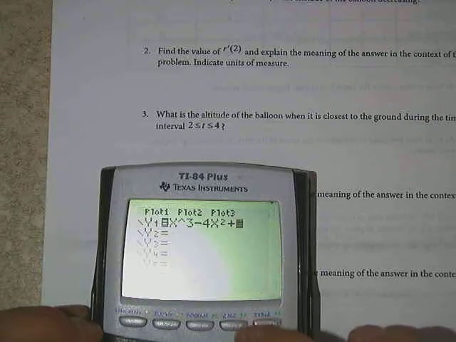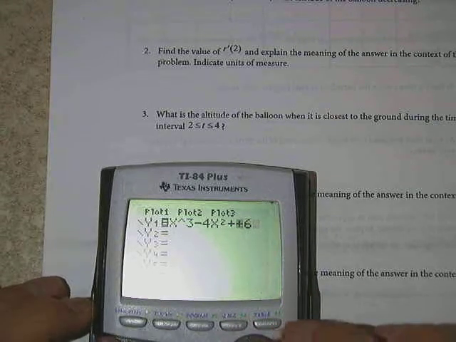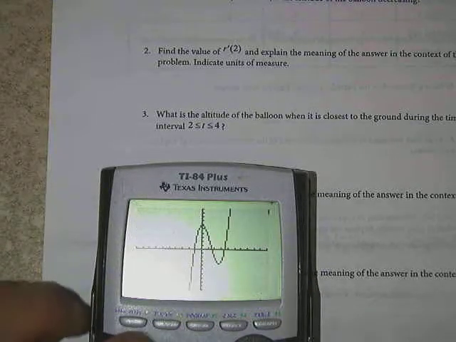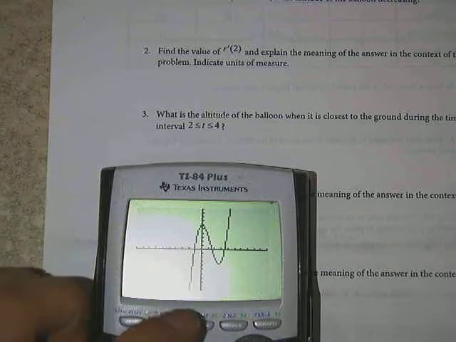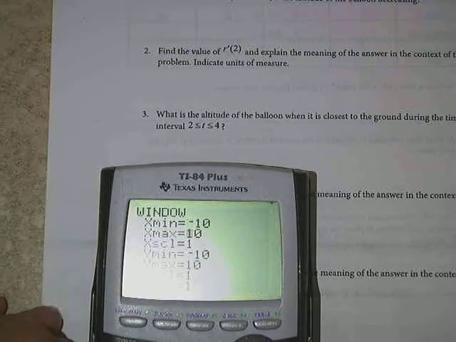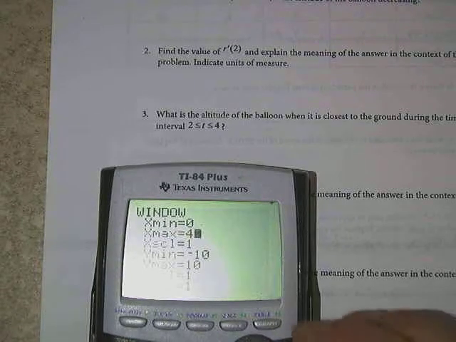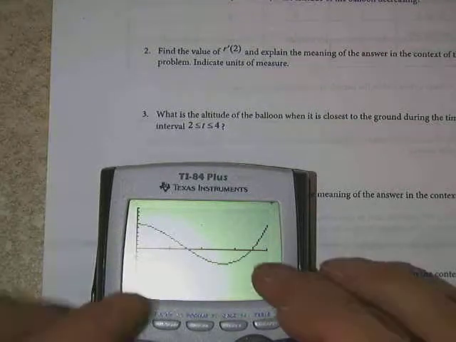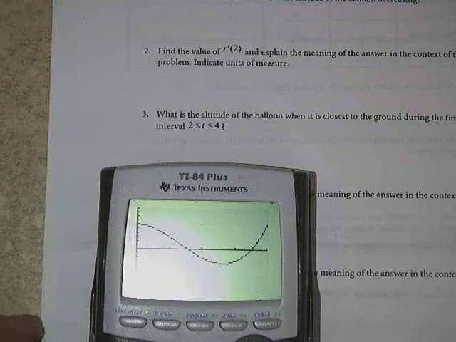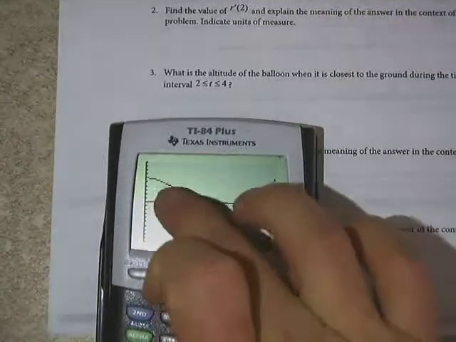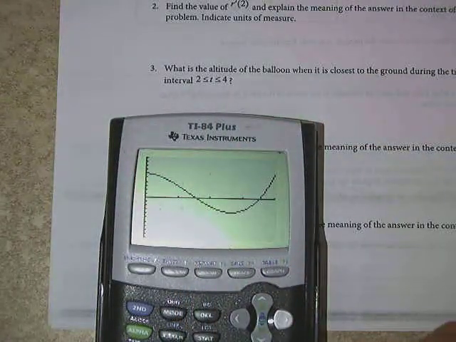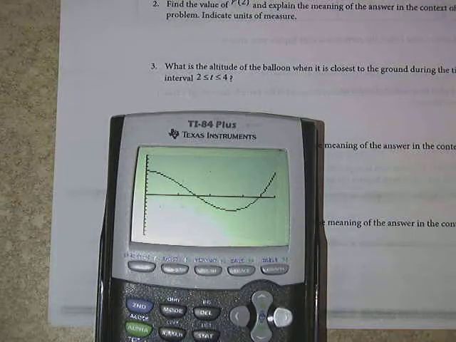Let's see. Number 3 says, what is the altitude of the balloon when it is closest to the ground during the time interval 2 to 4? Right. So let's think about when it's going to be closest to the ground. Ultimately, remember, if we look at the derivative here, we have a picture here. So x cubed minus 4x plus 6.